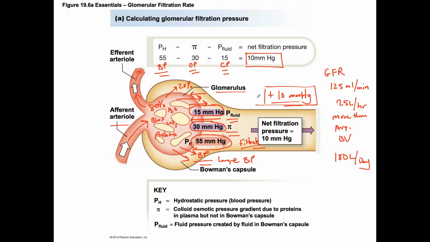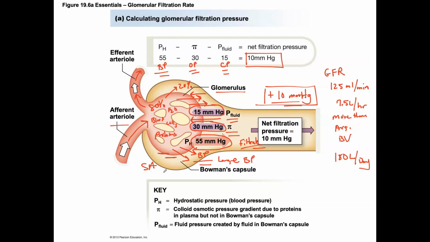Our filtration coefficient is going to be affected by the surface area of the glomerular capillaries and the permeability of the glomerular capillaries and Bowman's capsule. So if something was to affect the cells of the glomerular capillaries or the podocyte cells of Bowman's capsule, that's going to affect the overall surface area, and that's going to affect our ability to filter properly.